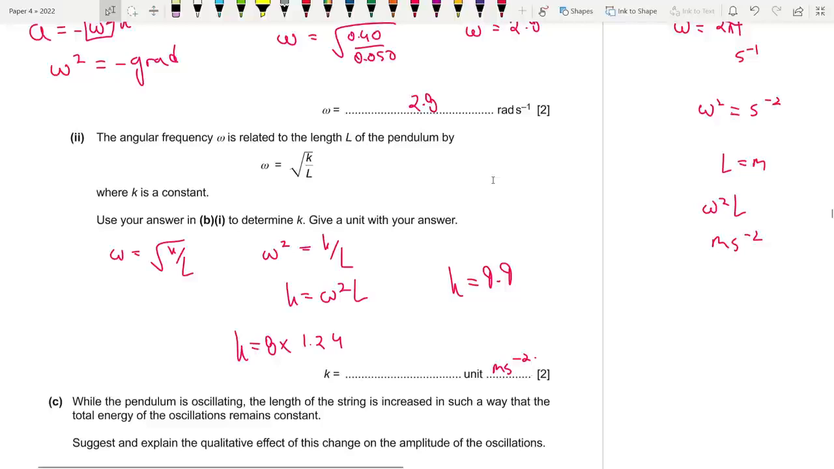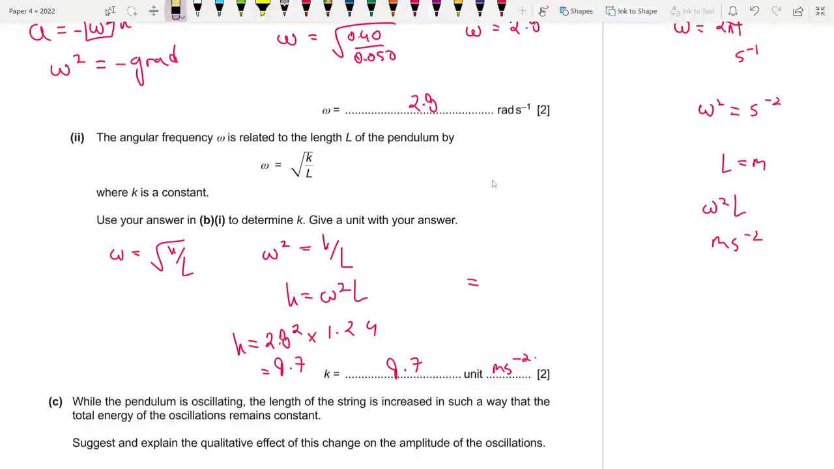They've given the answer as 9.7 actually. 2.8 squared times 1.24, we get an answer of 9.7. So interesting fact, they went for this: K is equal to 2.8 squared times 1.24, which is 9.7. But if you use the exact answer, it's 9.9.